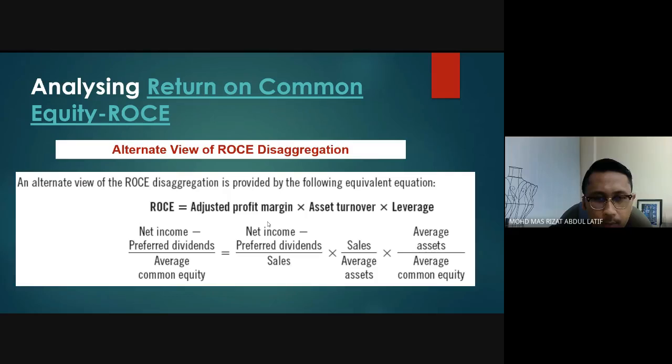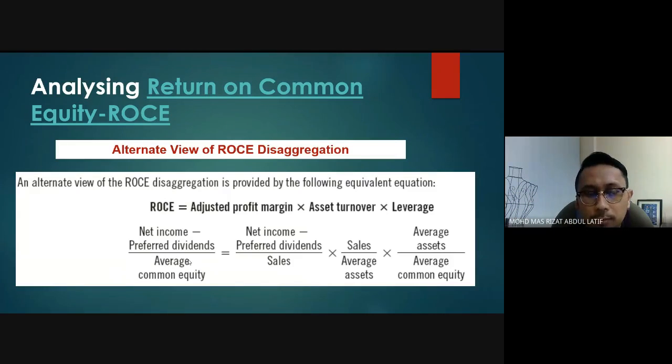So adjusted profit margin will be equivalent to the net income minus the preferred dividends divided by sales. Asset turnover will be sales divided by the average asset, and leverage will be average asset divided by the average common equity. So once you calculate them, dia akan dapat sama dengan final figure if you're using the original formula here. So dia mesti sama lah. Kalau berbeza sedikit, maybe because of the decimal places, that's all.